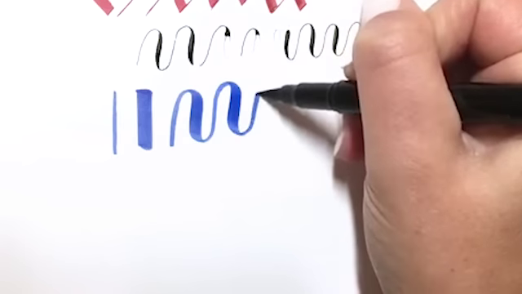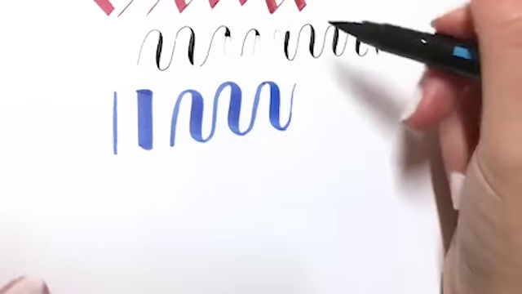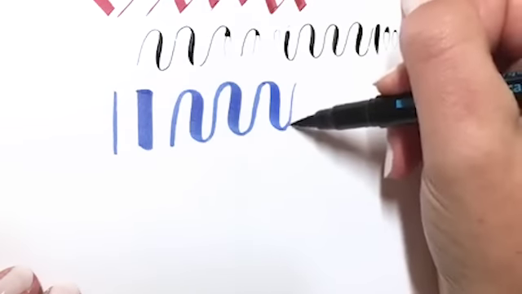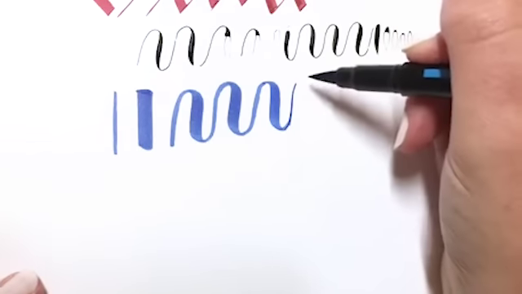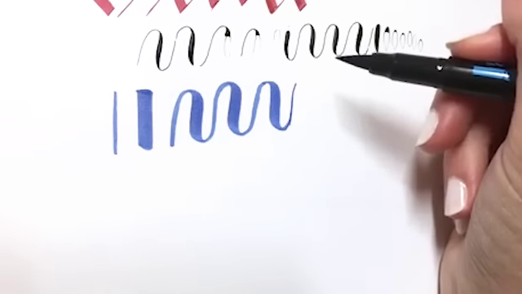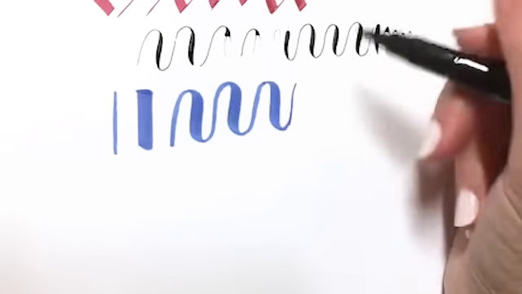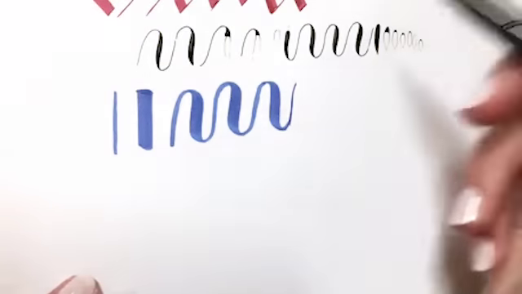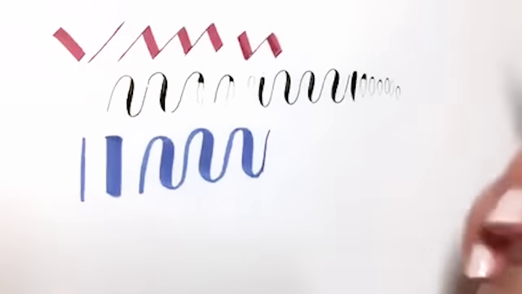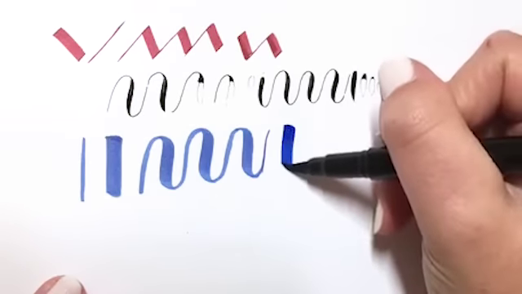Okay, so by changing the amount of pressure that I'm using, I'm getting this contrast between thick and thins. Another type of calligraphy pen that I didn't mention is a quill, and that is basically a feather that is cut to act like the nib of a steel nibbed pen.